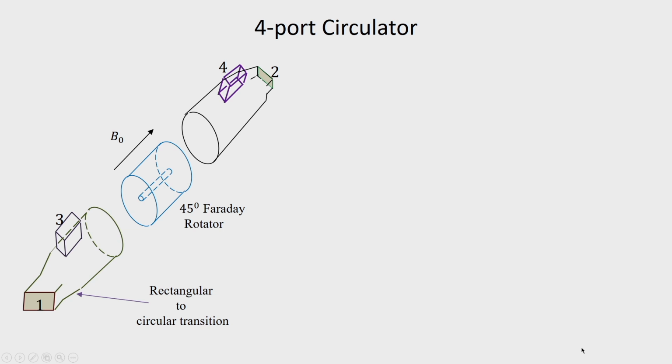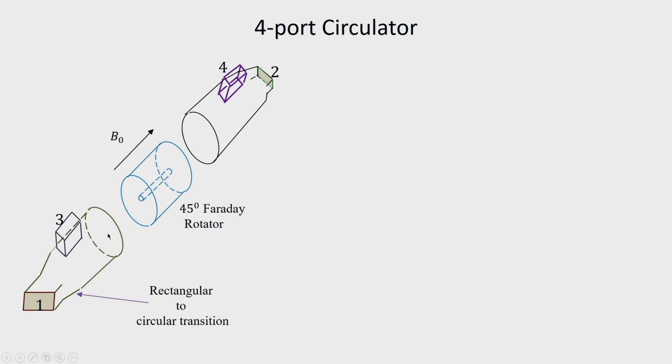We have seen the operation of an isolator based on the Faraday rotation in ferrite. Now, let us see how this Faraday rotation effect in ferrite can be used to realize a 4-port circulator. Here we show the schematic of a 4-port circulator.